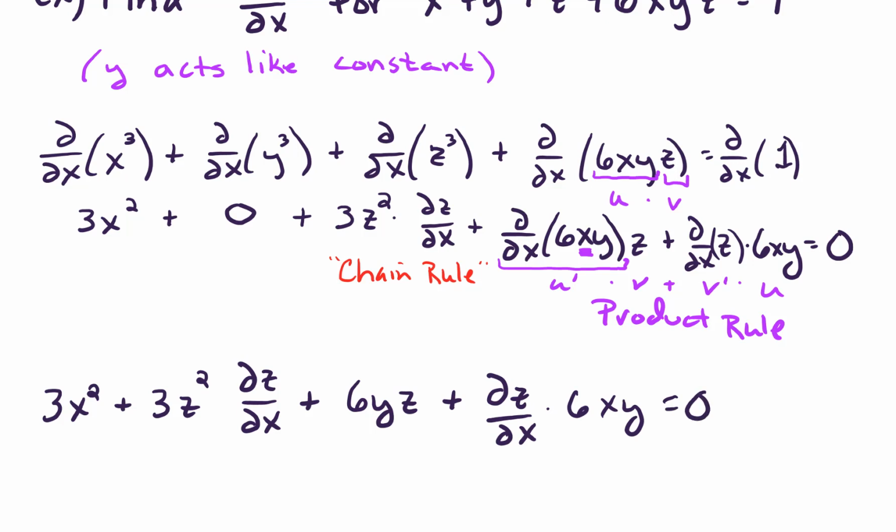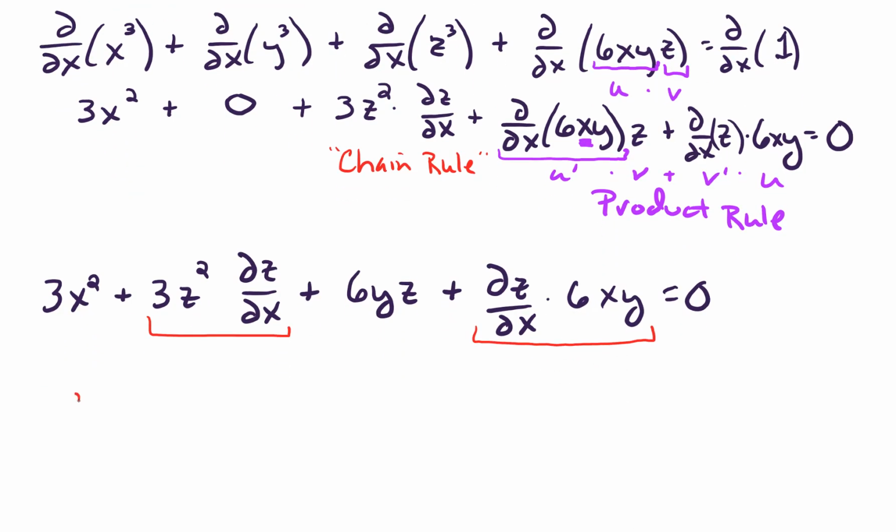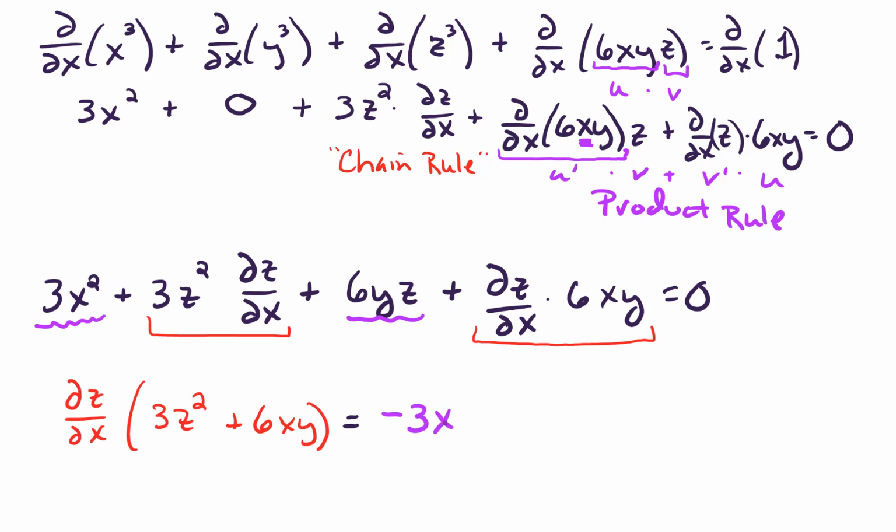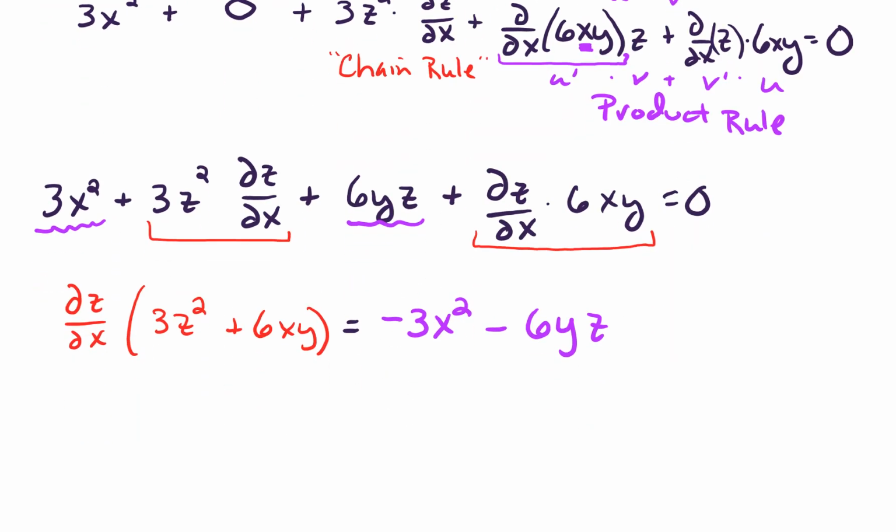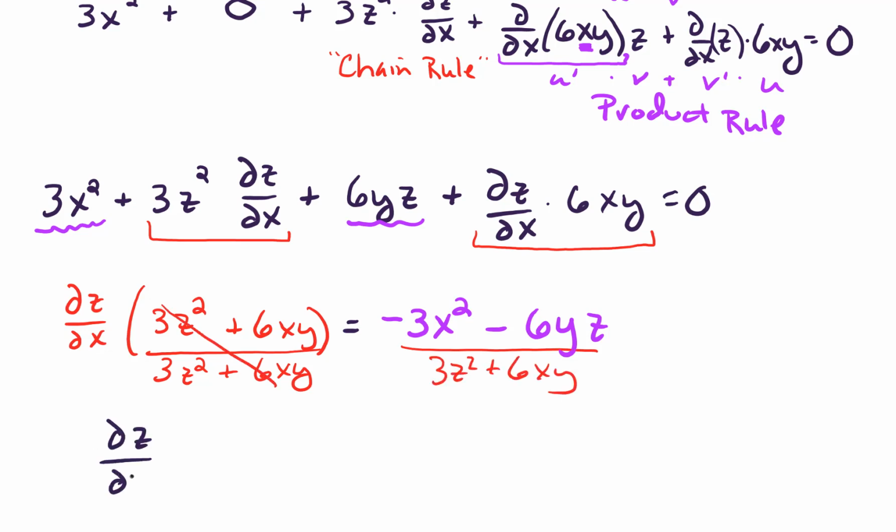Let's collect all terms which have the dz/dx in them. So I've got a dz/dx. Factoring that out, we're left with 3z squared plus 6xy. Any terms without a dz/dx in them, I'm going to move over to the right-hand side of the equation. So I'm going to be looking at negative 3x squared minus 6yz on the right-hand side. Solving for dz/dx, we need to divide both sides of the equation by 3z squared plus 6xy. Final answer: the partial derivative of z with respect to x equals negative 3x squared minus 6yz, all over 3z squared plus 6xy.